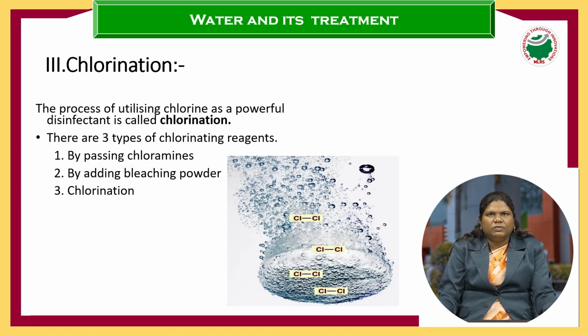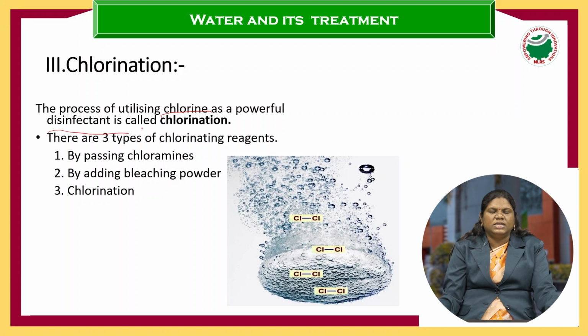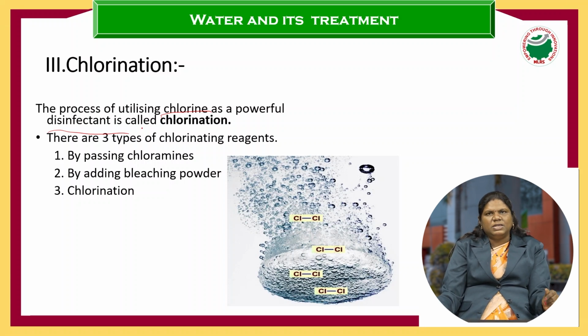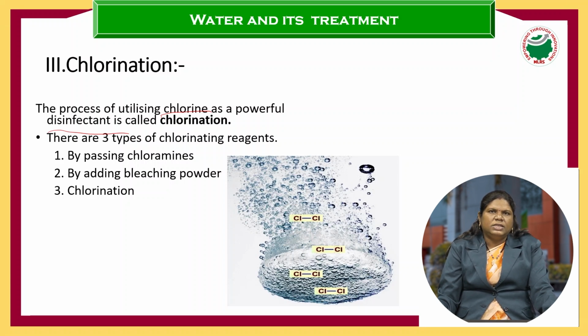Chlorination means the treating of water with chlorine. Mainly, chlorine is the main component in this chemical method, the process of utilizing chlorine as a powerful disinfectant. A disinfectant means the chemical substance which will kill bacteria or viruses. Here, chlorine is a powerful disinfectant.